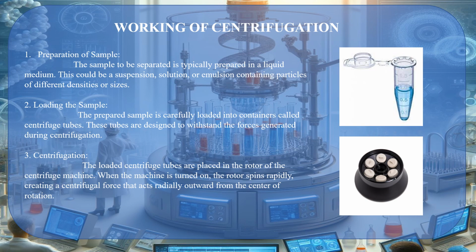The sample to be separated is typically prepared in a liquid medium. This could be a suspension, solution, or emulsion containing particles of different densities or sizes. Loading: the sample is carefully loaded into containers called centrifuge tubes. These tubes are designed to withstand the force generated during centrifugation. The loaded centrifuge tubes are placed in a rotor of the centrifuge machine. When the machine is turned on, the rotor spins rapidly, creating a centrifugal force that acts outward from the center of rotation.